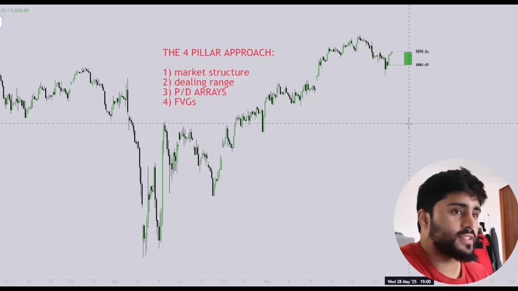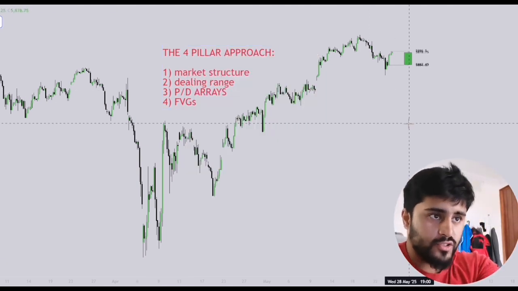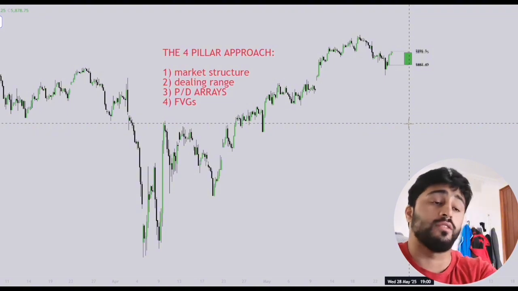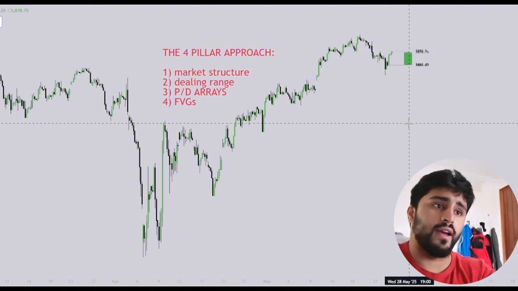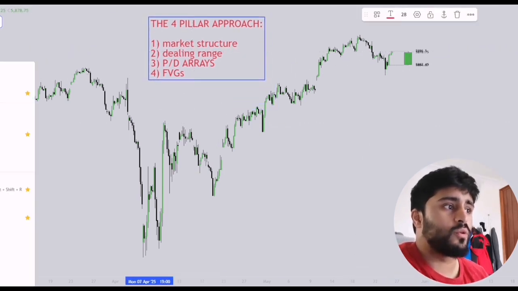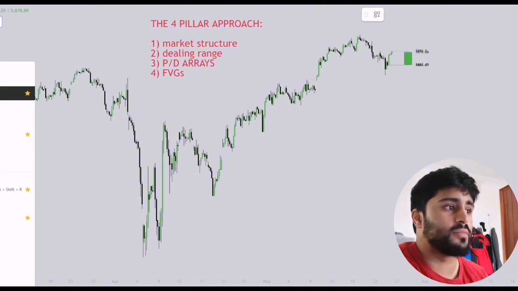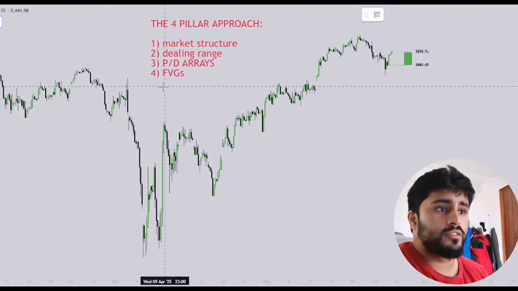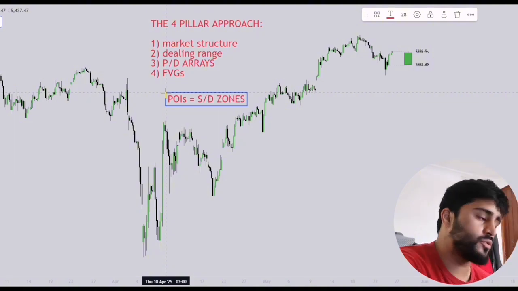The main thing you want to understand with this 4-pillar approach is that it's kind of like a domino effect. Market structure will lead on to the dealing range, which will lead on to the correct premium and discount arrays. And from that, you can then identify fair value gaps. The reason we identify fair value gaps is that they lead us to what we call points of interest, so they lead on to POIs. Some people refer to them as supply zones, some people refer to them as supply and demand zones, some people refer to them as POIs, but eventually these lead on to supply and demand zones. I'm just going to write S and D zones like this.